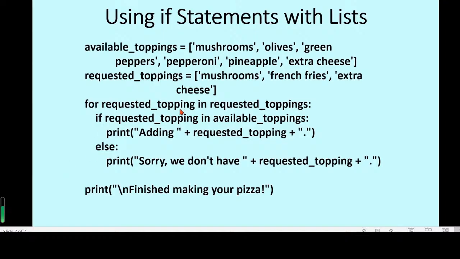Then for each requested topping in the requested toppings, we will check if this requested topping is in the available toppings list. If this test is true, then we'll print that we're adding this requested topping. Otherwise, if this requested topping is not in the available toppings list, then we will run another message. We'll tell the customer, sorry, we don't have this topping.